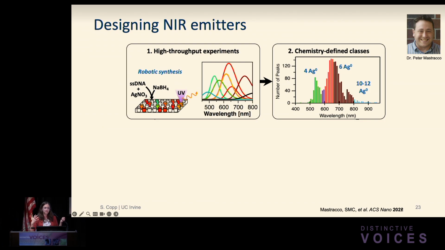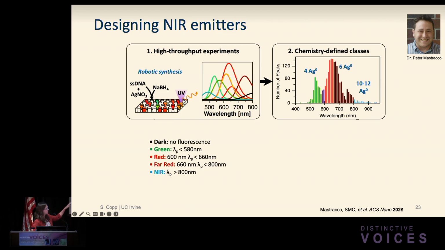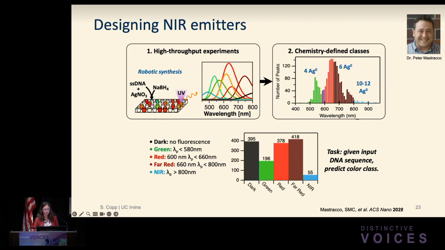So what we do is we use what we know about the nanocluster chemistry to divide different types of clusters into categories. And then we ask our machine learning model to sort sequences into these 5 categories here. So we can put together a histogram here of the actual number of data points that were in these 5 categories. We only had 55 examples of near-infrared emitting nanoclusters to work with, so this was a challenge.